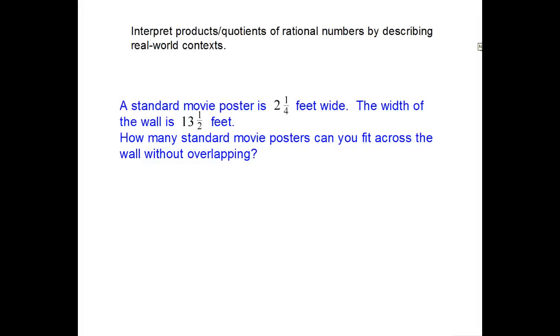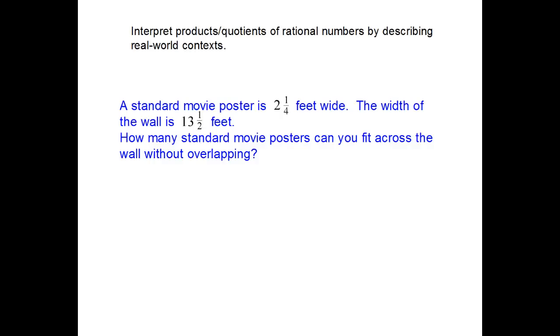Last problem. This is a real world situation that you're going to come across when you need to know how to multiply or divide these rationals. Take a look at the problem. It says that we have a standard movie poster and we need to put it on a wall. Now, how many of these movie posters are we able to put on this 13.5-foot size wall? What operation do you think you're going to use?